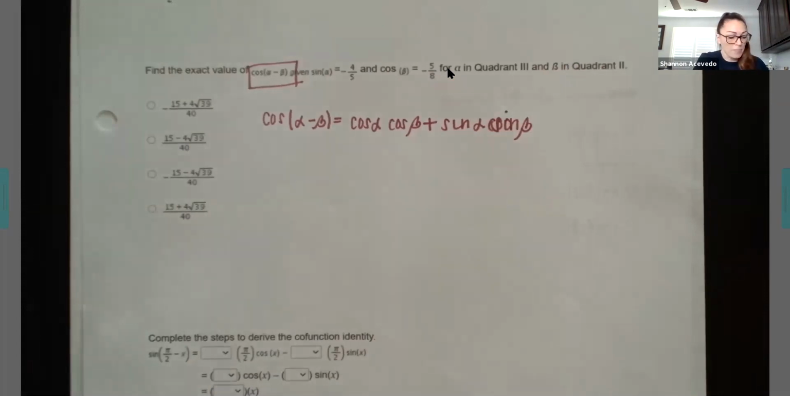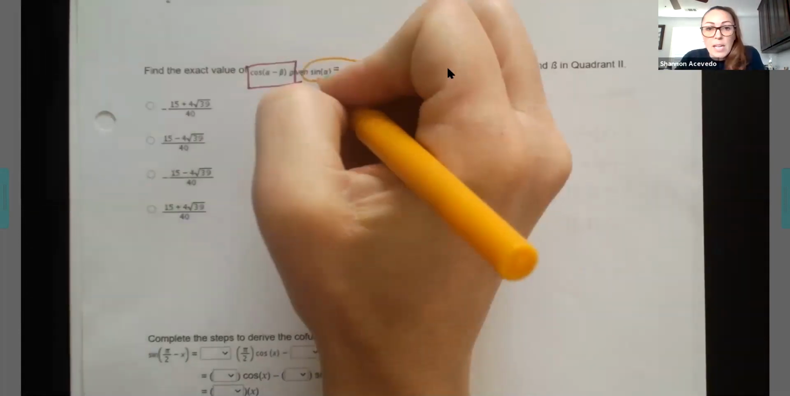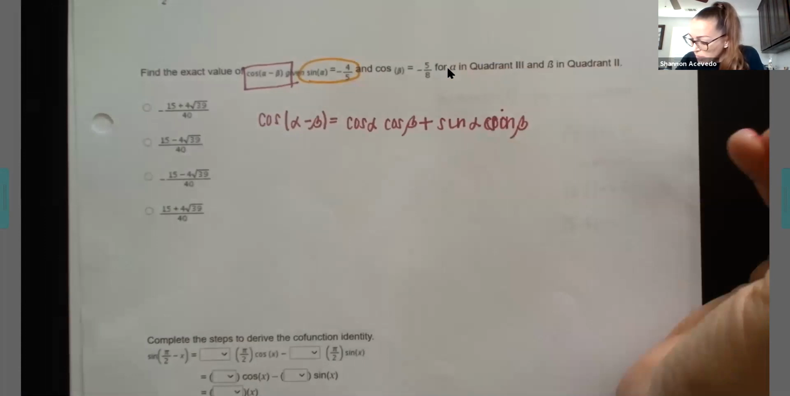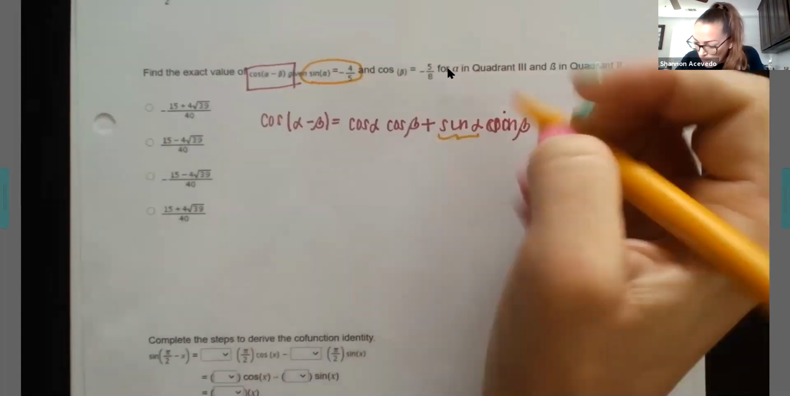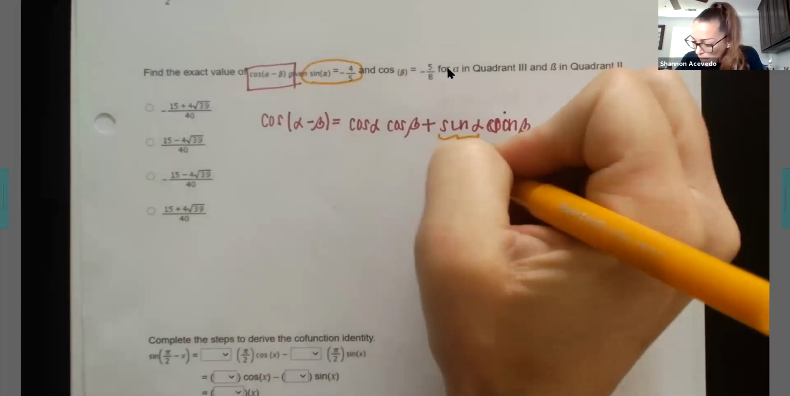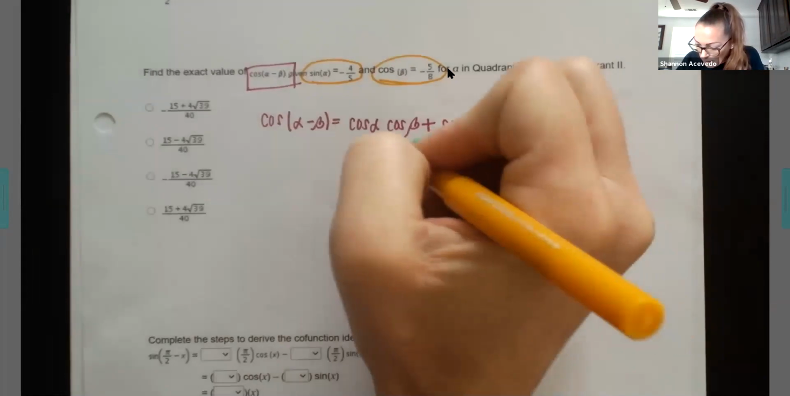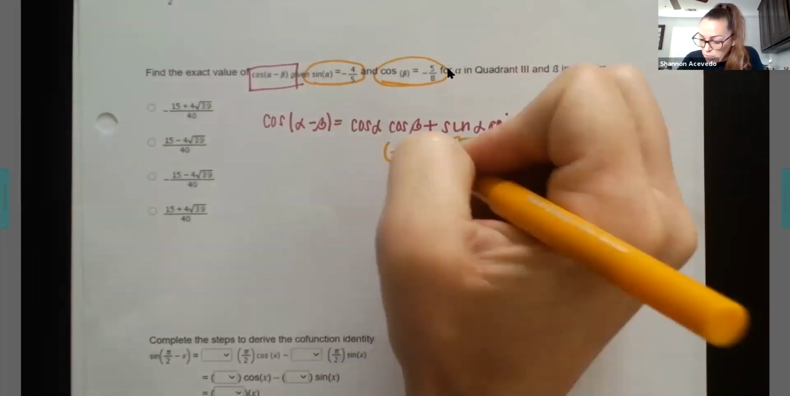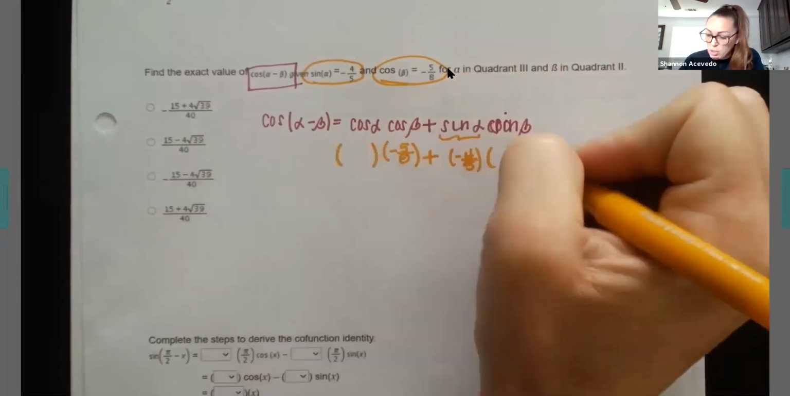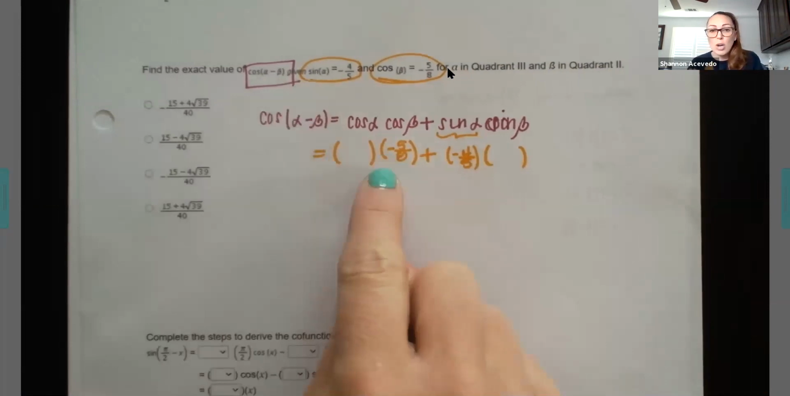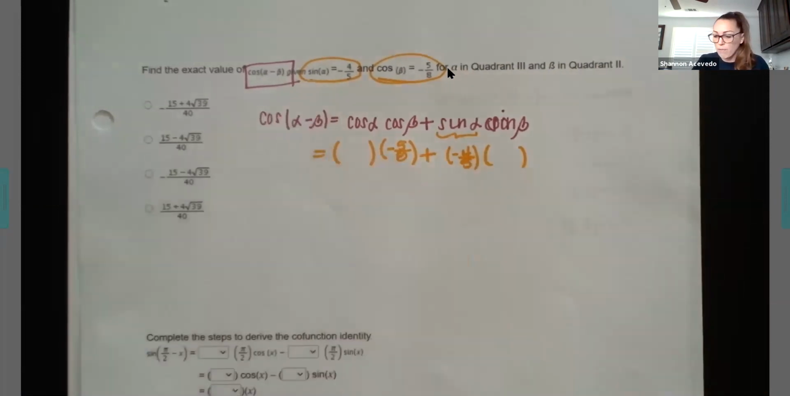So I look here and I go, okay, well, I know that sine alpha is -4 fifths. So I go to my sine alpha here. This is going to be a -4 fifths. I also know that cosine beta is -5 eighths. I know it's a plus in between. What I don't know are these two pieces. So there's information I don't know, and again, that's where I have to go to my triangle. So I know these two pieces are given to me. I plugged in those two known pieces, but I still need to figure out more information.